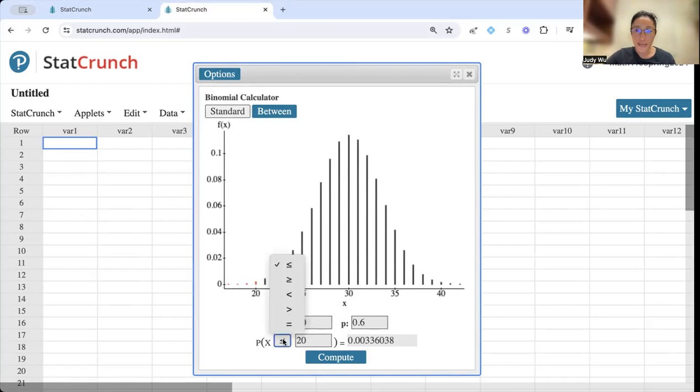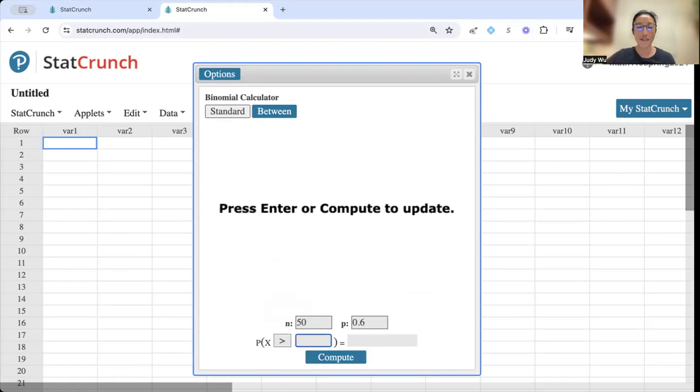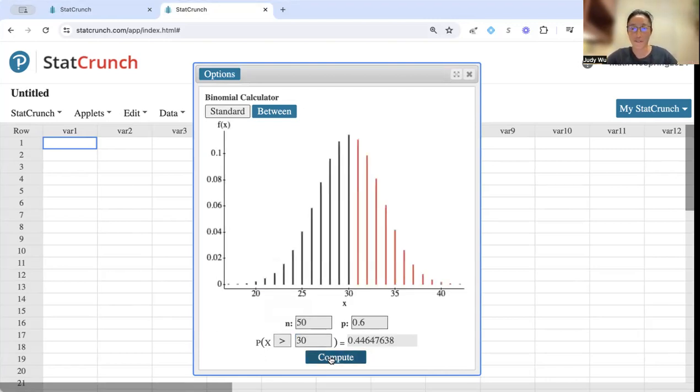The last one we said was x is greater than 30. Now, before I type it in, what do we think? Are we going to have a lot of red bars? Are we going to have a lot of black bars? I'll let you think about that. All right, I'm going to type in 30 and compute. Whether you were right or wrong, we want to see all these bars to the right of 30, and it looks like we have about a 44.65% chance that we'll get more than 30 adults who prefer saving.